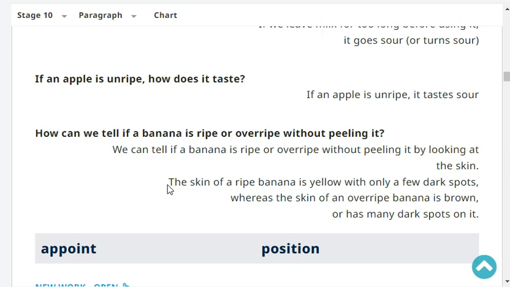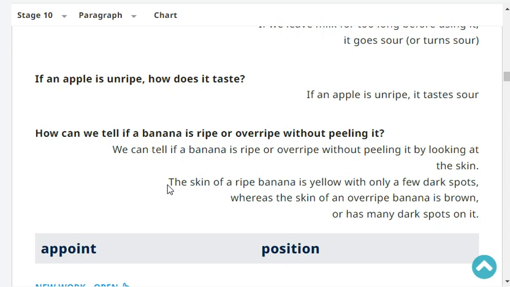How can we tell if a banana is ripe or overripe without peeling it? We can tell if a banana is ripe or overripe without peeling it by looking at the skin.